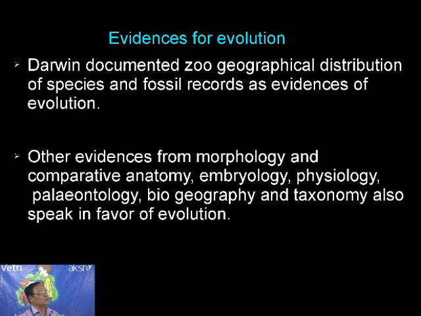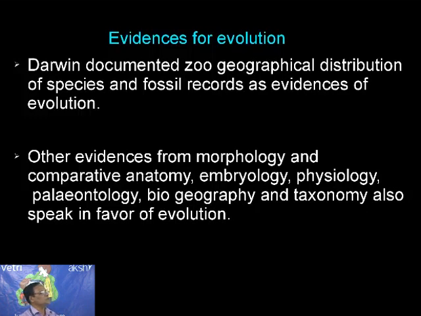Now it was Darwin who gave more importance to the geographical distribution of animals. That is why he documented the zoogeographical distribution of animals as evidence for evolution. Not only the distribution of animals, he also took the fossil records as evidence in support of evolution. So he took the distribution of not only the fauna but also the flora, and also took the fossil records as evidences of evolution.